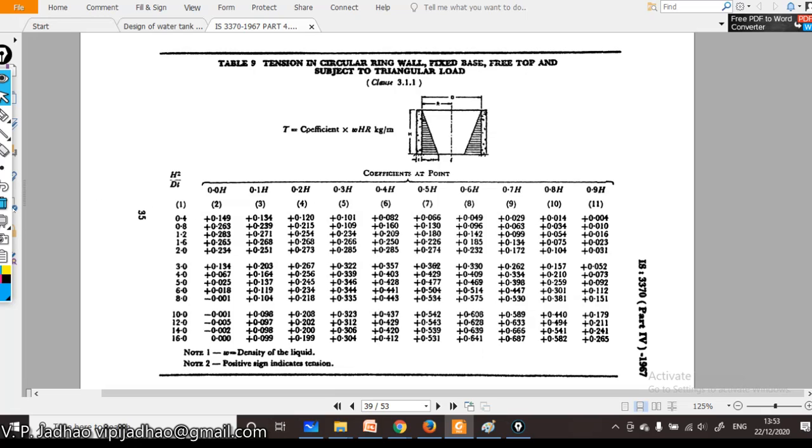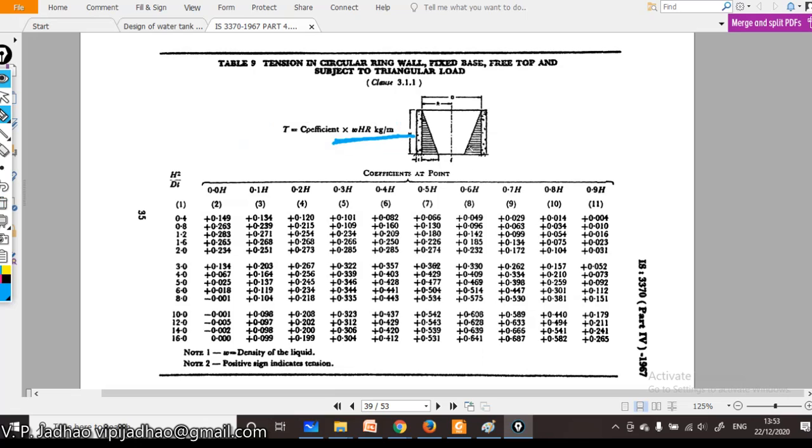Okay, we know that in case of water tanks, the water tanks will be subjected to triangular load like this. If the water tank wall is like this, the pressure developed due to the water in the water tank will be triangular. So for that particular type of water tank which is having fixed base, some coefficients are given here, and the value of hoop tension can be calculated by this particular formula. This formula is given in kg per meter.